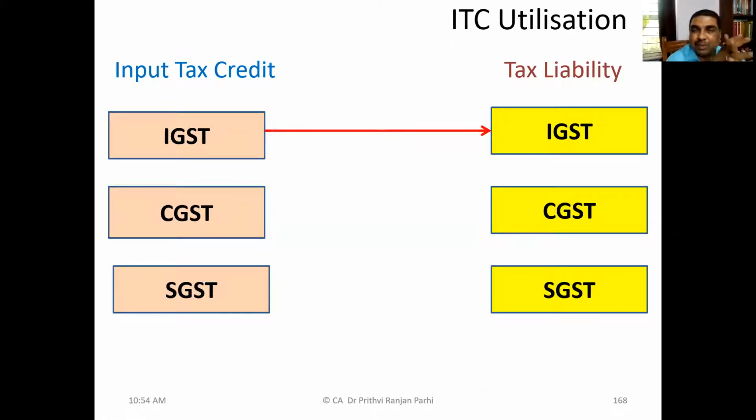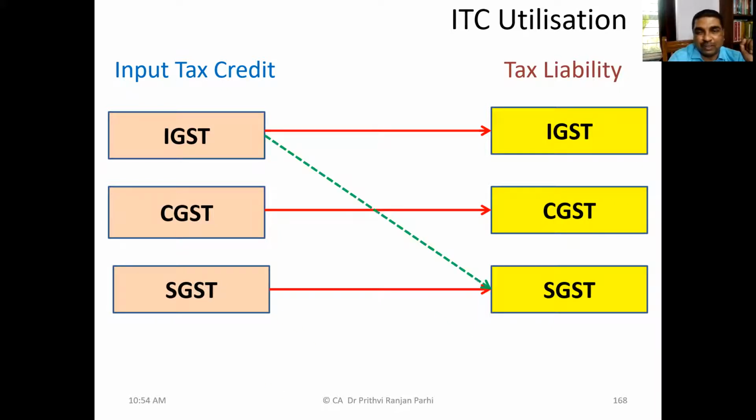That IGST input tax credit can be utilized for settling the tax liability of IGST. CGST input tax credit can be utilized for settling the tax liability of CGST. SGST input tax credit can be utilized for settling the tax liability of SGST. These three things you already know. In addition to that, IGST credit can also be utilized for settling the tax liability of SGST. That also can be utilized for settling the tax liability of CGST.